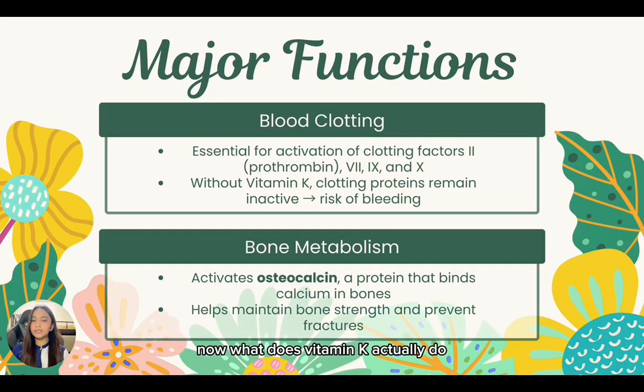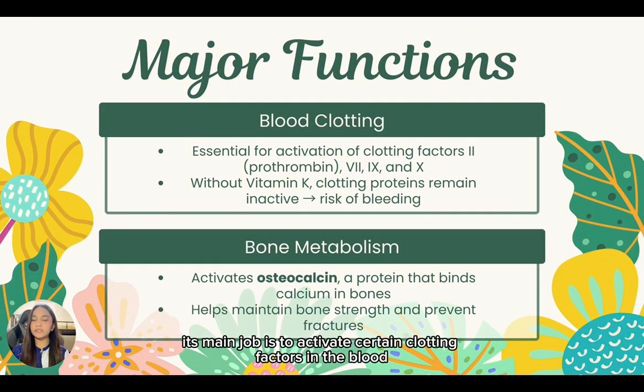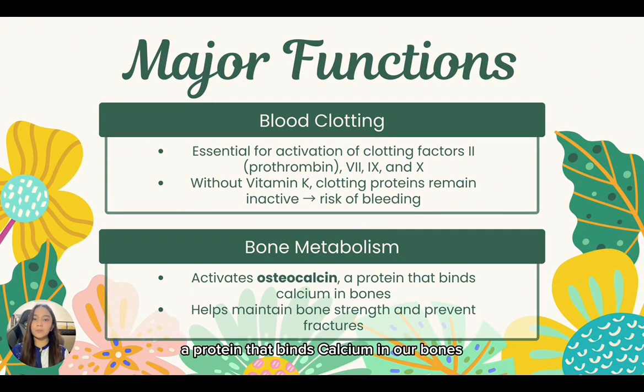Now, what does vitamin K actually do? Its main job is to activate certain clotting factors in the blood, specifically factors 2, 7, 9, and 10. Without vitamin K, these proteins cannot function, and our blood won't clot as it should. Even a small cut could lead to excessive bleeding. Vitamin K also helps with bone metabolism by activating osteocalcin, a protein that binds calcium in our bones.